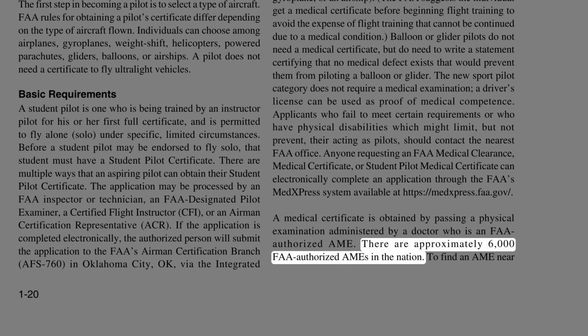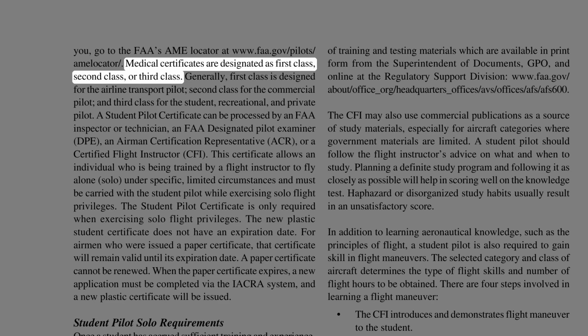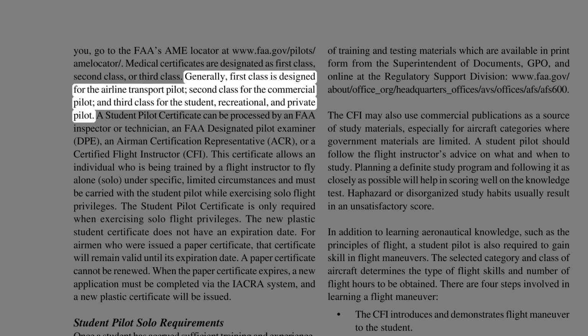There are approximately 6,000 FAA-authorized AMEs in the nation. To find an AME near you, go to the FAA's AME locator at www.faa.gov/pilots/AMElocator. Medical certificates are designated as first class, second class, or third class. Generally, first class is designed for the airline transport pilot, second class for the commercial pilot, and third class for the student, recreational, and private pilot.